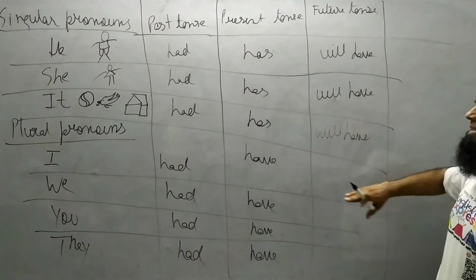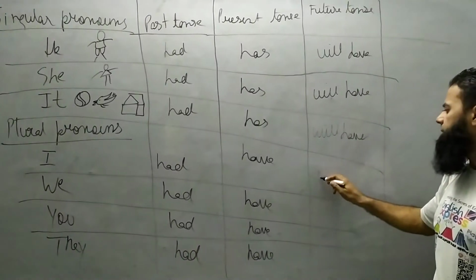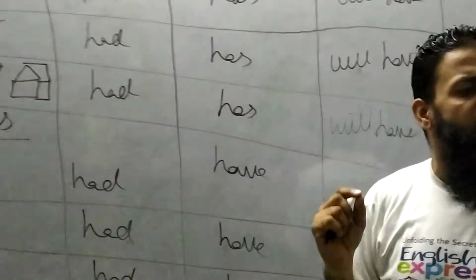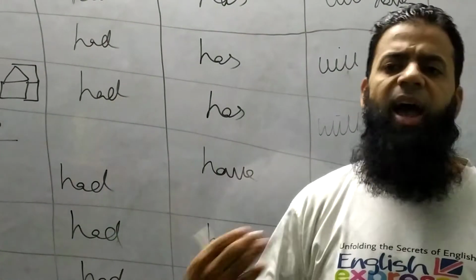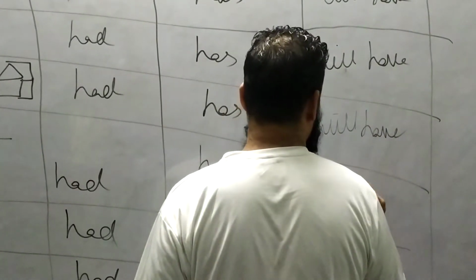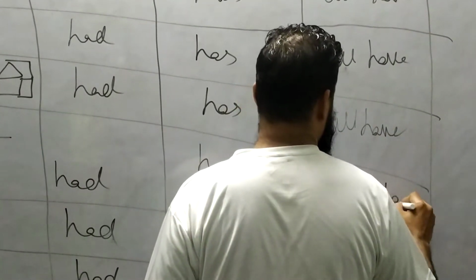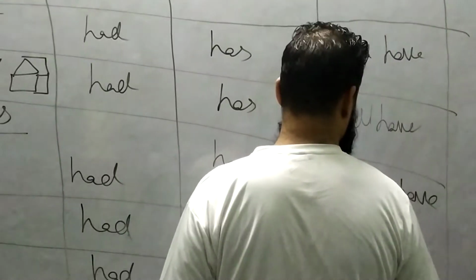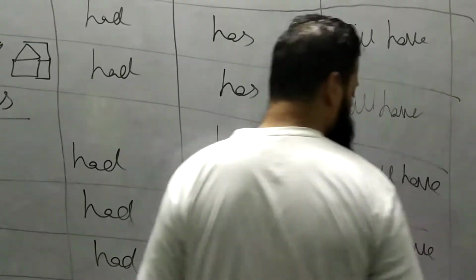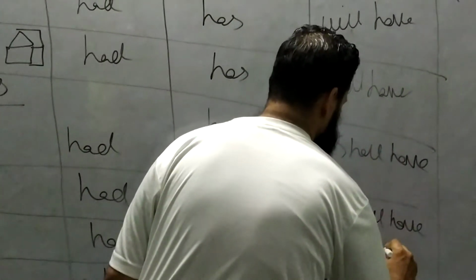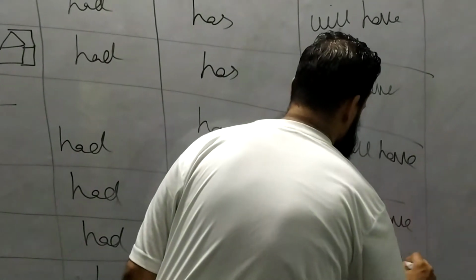Simple here. So we say, I shall. With we and I, we always use shall. I shall, we shall. We shall have and I shall have. You will. We will have. And they will.